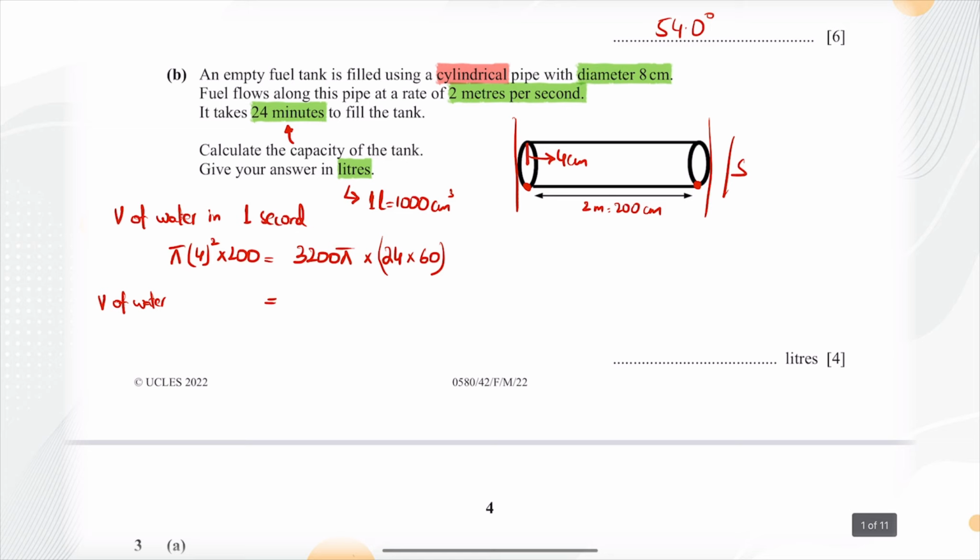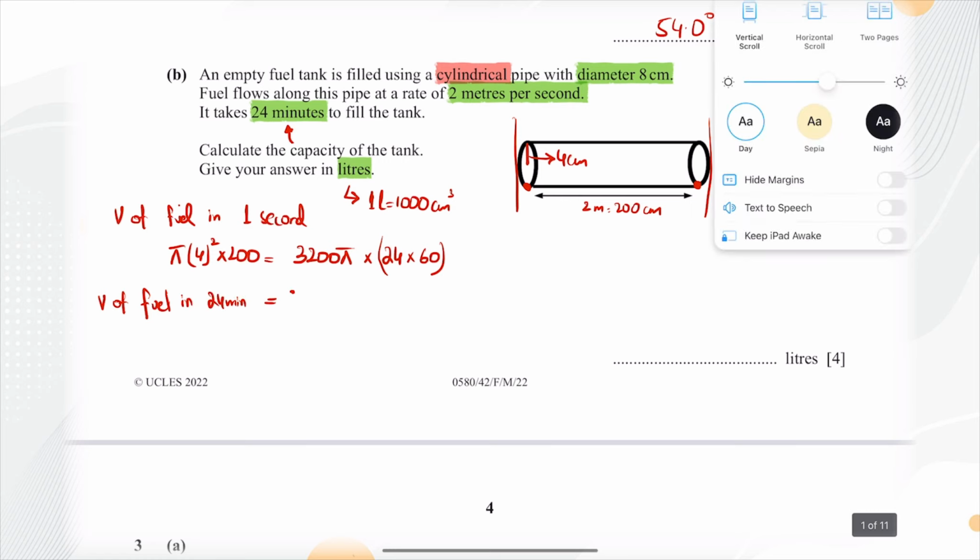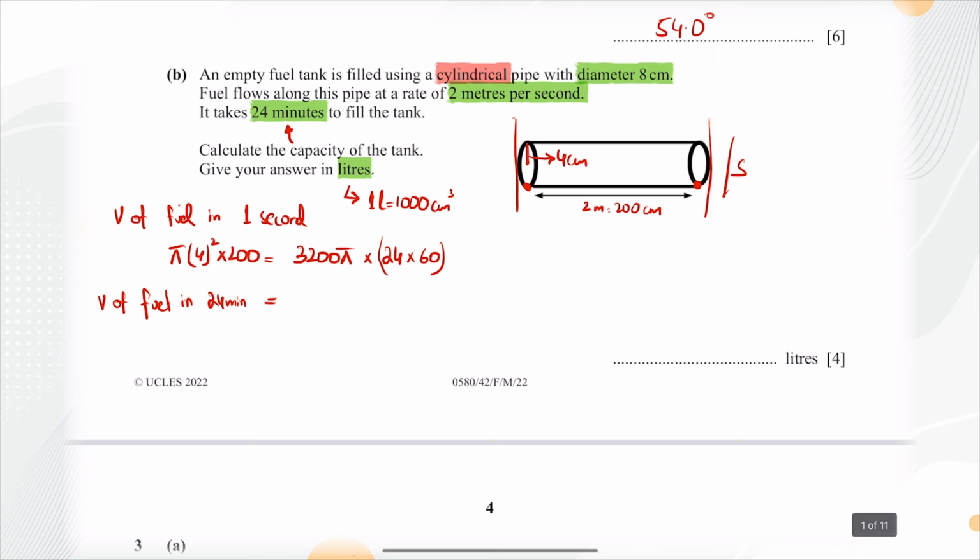It doesn't say anywhere that it's water, I just realized. But yeah, whatever fluid it is. Okay. Fuel actually. Yeah, it says it's fuel. So let me change that. Not that we're going to lose marks or anything, but volume of fuel in 24 minutes. So here's what we're going to do. We're going to multiply it by 24 and 60. So let's see, what do we get? 3200 pi into 24 into 60. So we're looking at a very gigantic number. I'll write it down, but it's not a final answer.